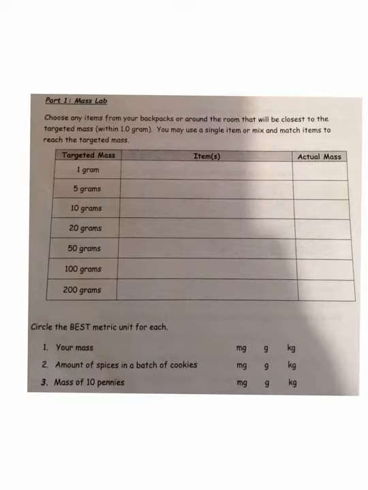Then here at the bottom, you're going to circle the best metric unit for each. So for your mass, should it be milligrams, grams, or kilograms? Amount of spices in a batch of cookies, same, and the mass of 10 pennies.